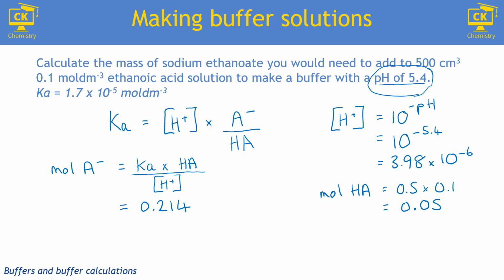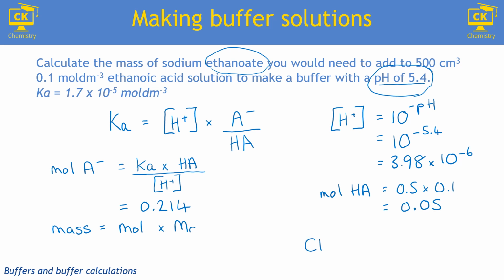From there, we then are working out mass. So now we're just back to mass equals our moles times Mr. I've got my moles of A minus, and A minus is the ethanoate ion. And so I need to work out my mass of sodium ethanoate.